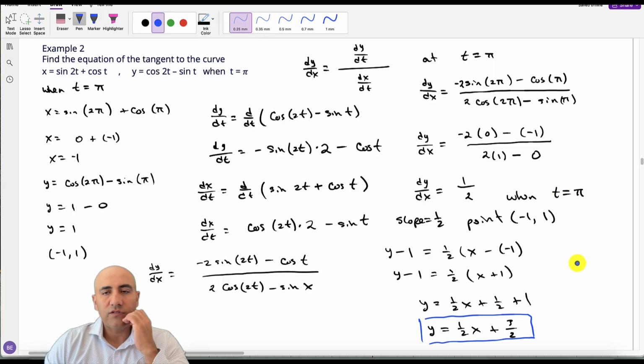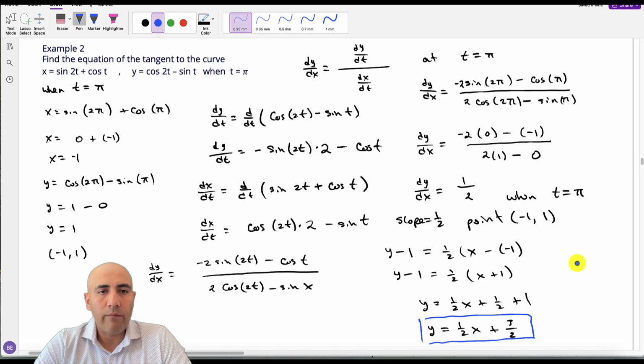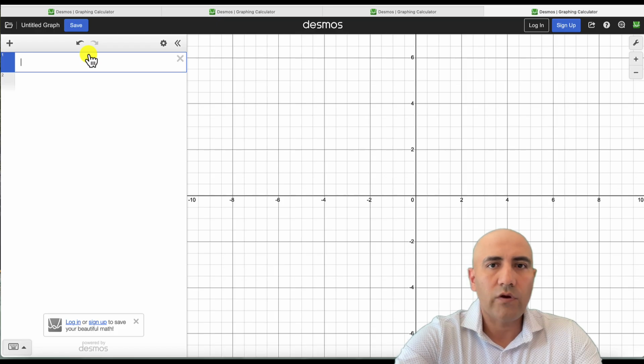Okay, all right, so now let's use Desmos to graph all of this and make sure that it all makes sense. Okay, so here in Desmos, we're going to type in our equation.